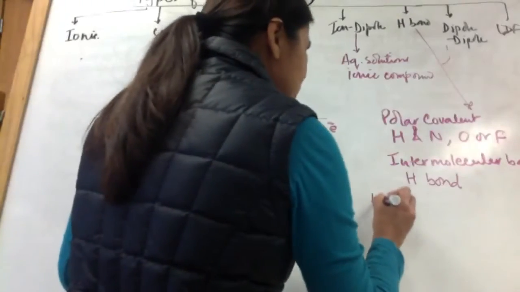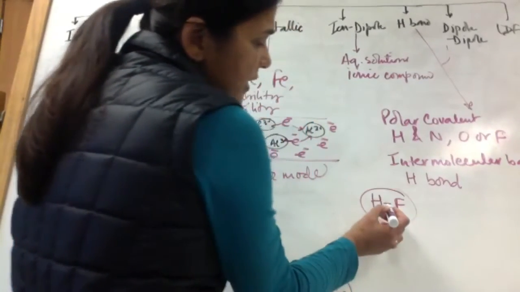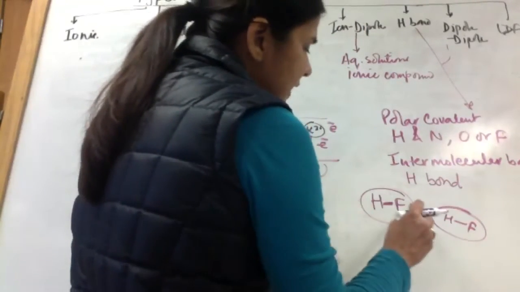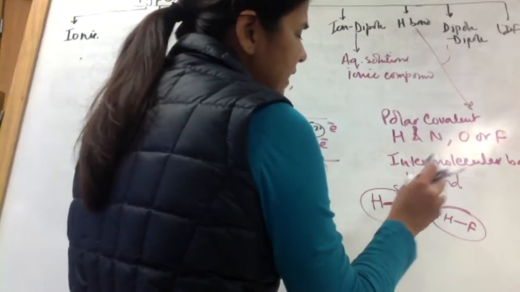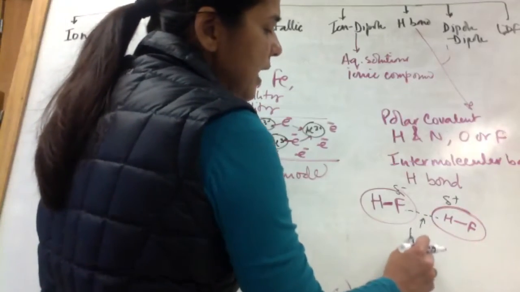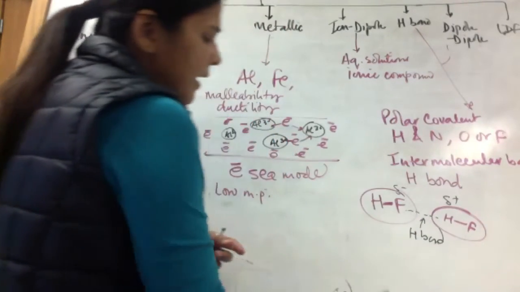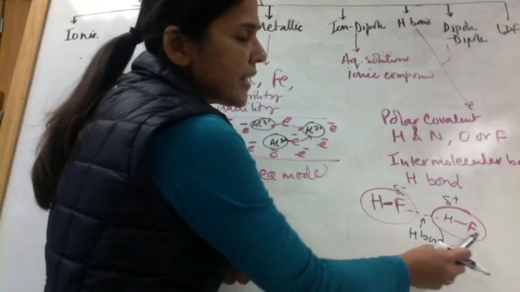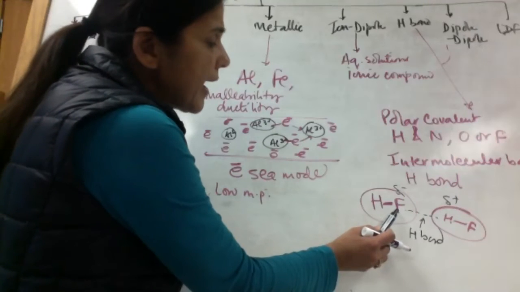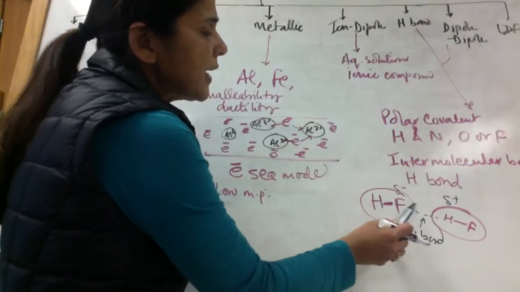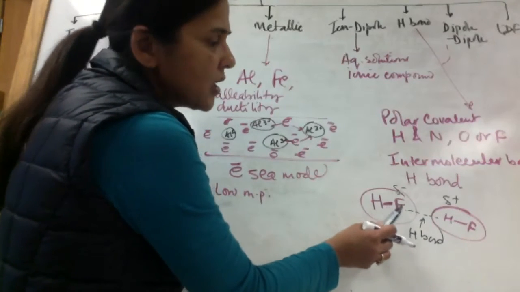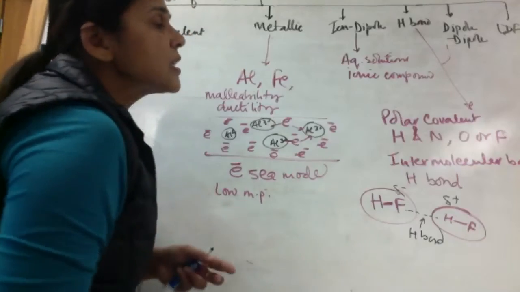Okay, so if you have HF, now this is a polar covalent bond, right? And if there's another HF, then this attraction between negatively charged, polarized fluorine and hydrogen, this is hydrogen bond. Note one thing, for hydrogen bond, you do not need HF on the other side. There is already enough polarization in this molecule, and if there is another electronegative atom here instead of fluorine, it will still be hydrogen bond.